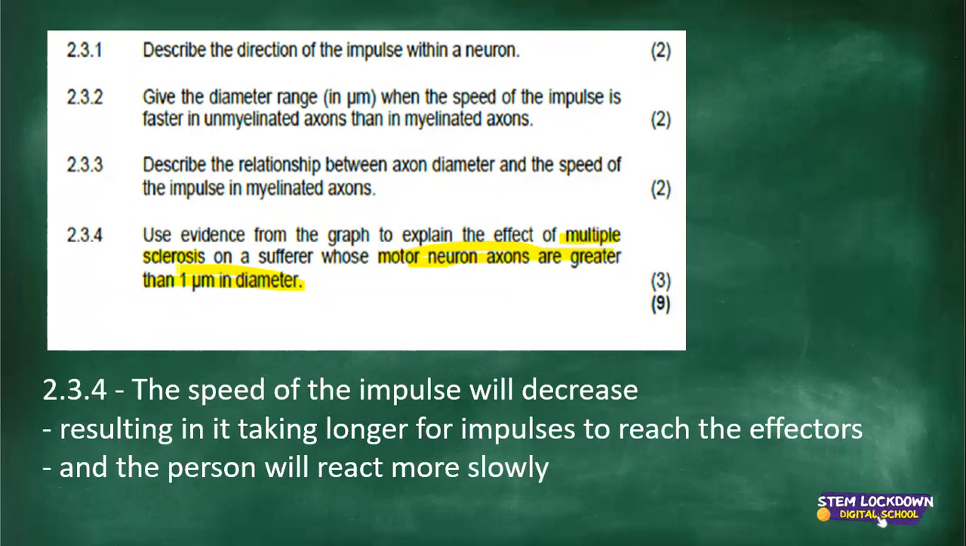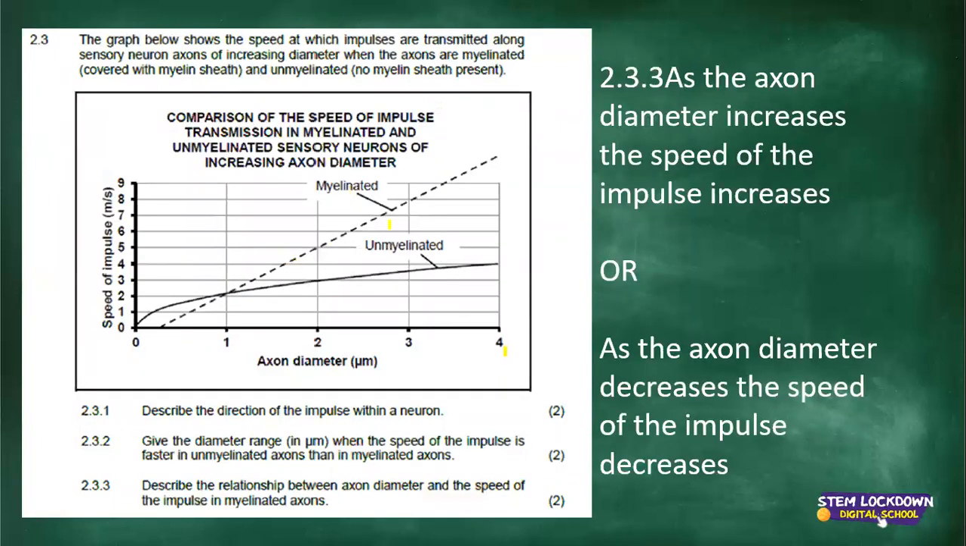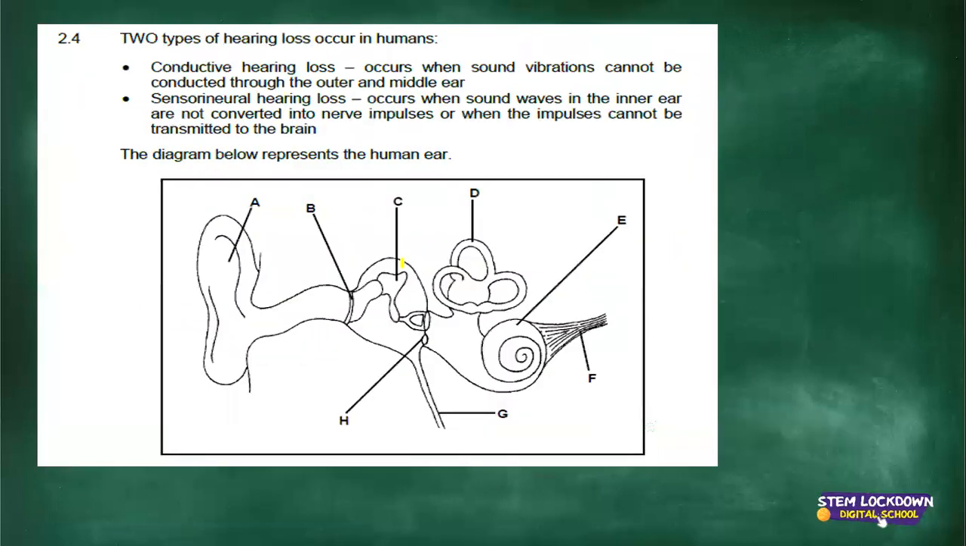You see that? The person's axons are greater than 1 micrometer, and that shows the effect of the unmyelinated axons. So that person with multiple sclerosis would react like the unmyelinated axons over here. That's how the reaction would happen. If the axon diameter is greater than 1 micrometer, then it moves quite slowly. The speed has decreased. So that's why we are comparing these. Understood?